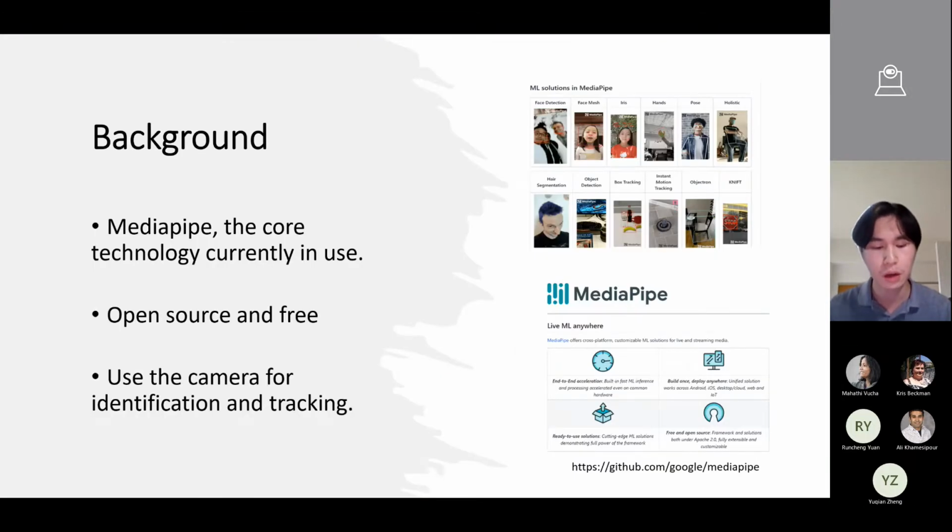So how to implement the camera tracking of hand? I'm going to use the Google open source project called MediaPipe. This open source technology will allow other programmers to develop using machine learning, and this open source technology is by using the camera for identification and tracking.